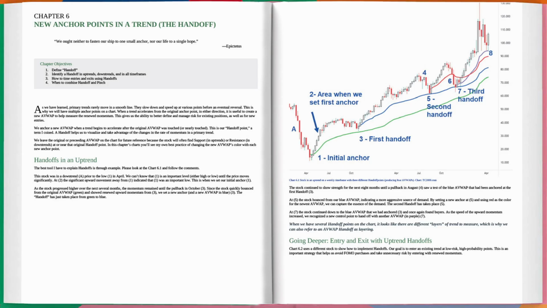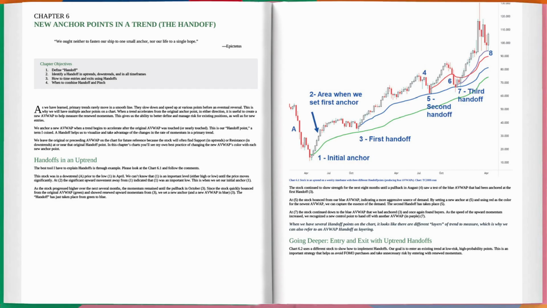As we have learned, primary trends rarely move in a smooth line. They slow down and speed up at various points before an eventual reversal. This is why we will have multiple anchor points on a chart. When a trend accelerates from the original anchor point in either direction, it is useful to create a new AVWAP to help measure the renewed momentum. This gives us the ability to better define and manage risk for existing positions, as well as for new entries.